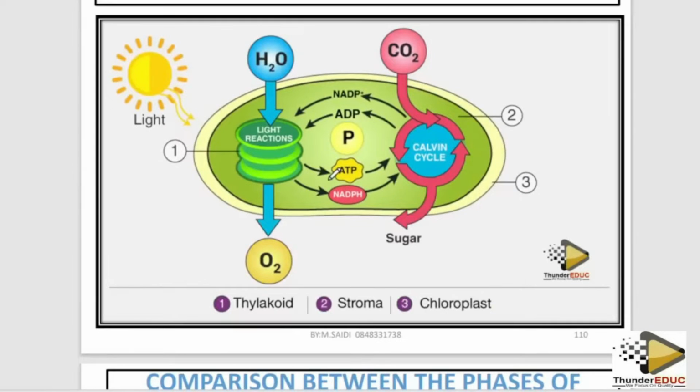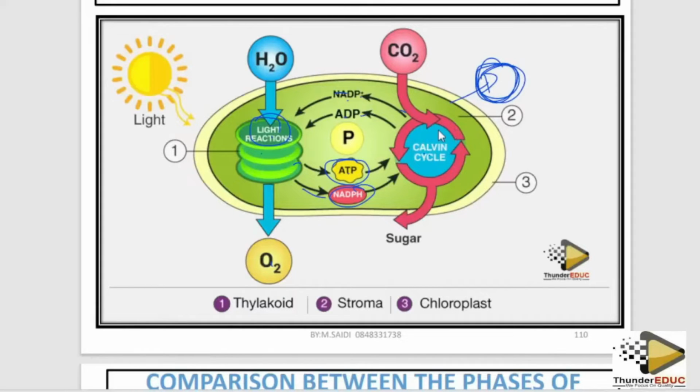So this is basically what happens. Light is absorbed, water is split under the influence of light, and oxygen is produced. Then the NADPH goes to the dark phase, plus ATP goes to the dark phase. The ATP is split into ADP so that it can go back and pick up more energy, and the NADP plus releases the hydrogen and goes back. So that's the cycle.